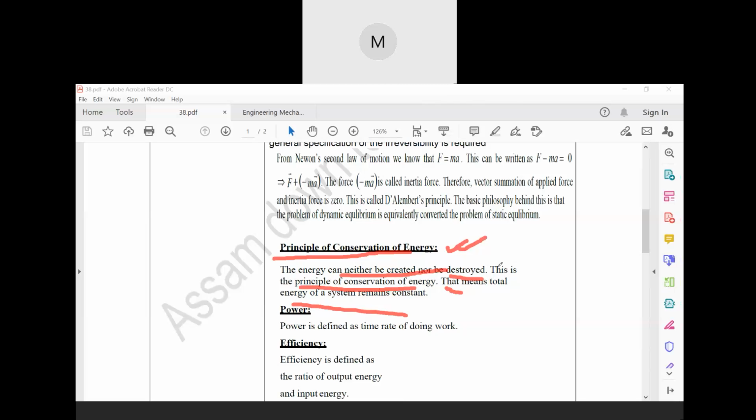So if you are asked to write what is the principle of conservation of energy, then you have to write these things. Okay. Energy can neither be created nor be destroyed, but energy can be converted from one form to another form.